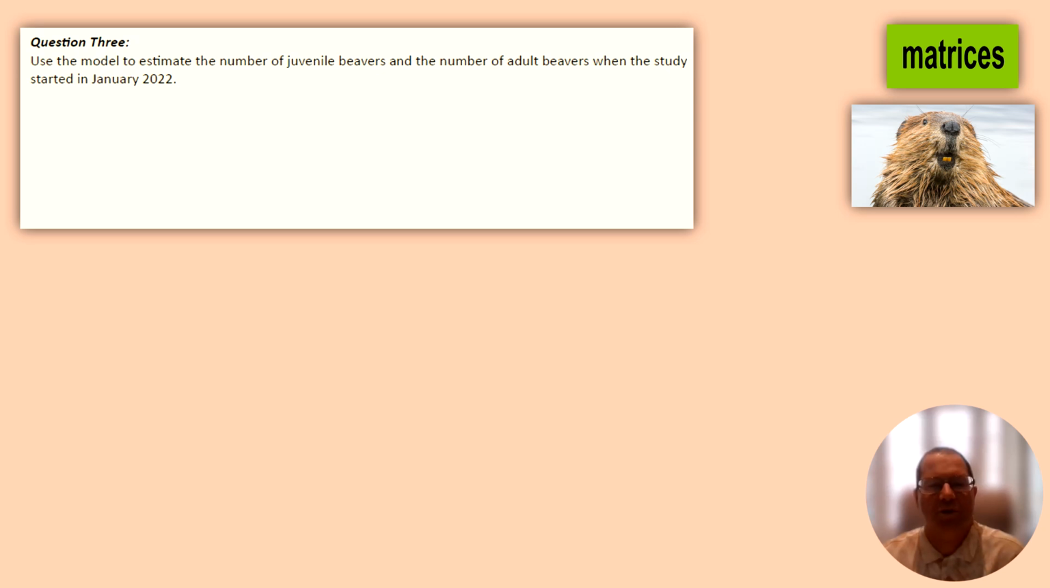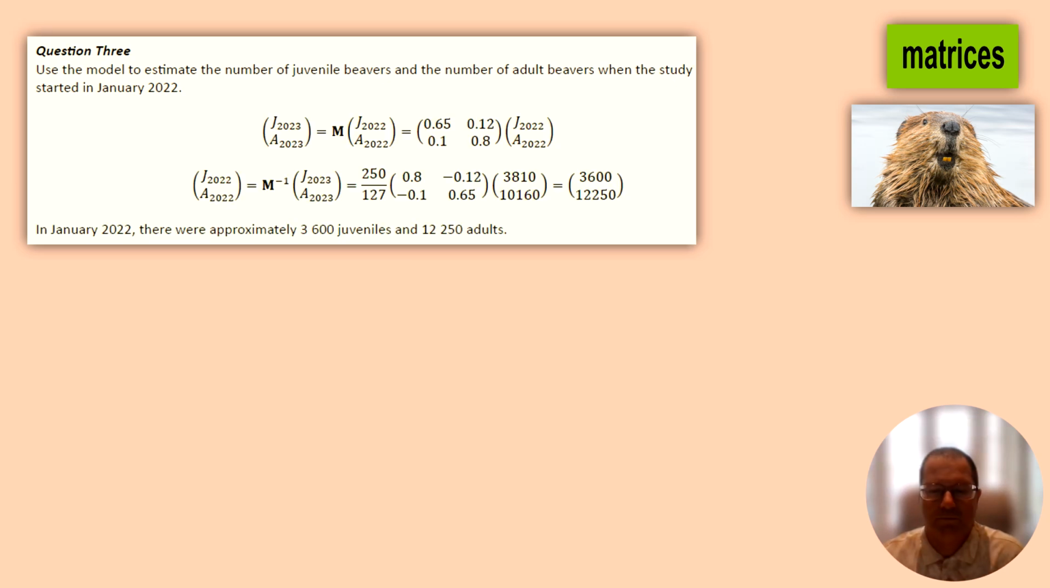Question 3 asks us to use the model to estimate the number of juvenile beavers and the number of adult beavers when the study started in January 2022. So in this case, of course, the year 2022 is the year before 2023. So rather than multiplying our matrix by the number of juveniles and adults in 2023, we actually want to use the inverse matrix to go backwards. So if we multiply our inverse matrix by 3,810 and 10,160, and the inverse matrix is given there by 250 over 127, etc., we get 3,600 juveniles and 12,250 adults.